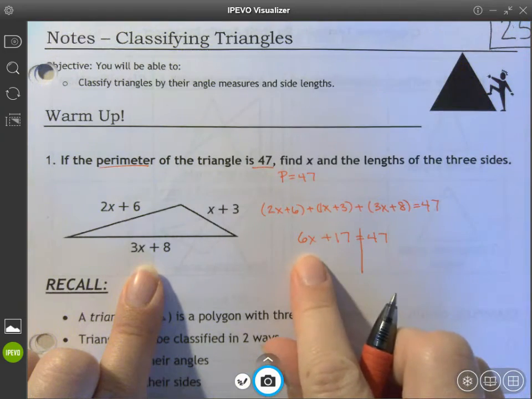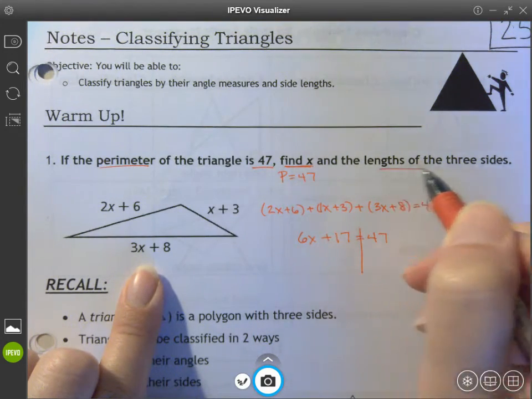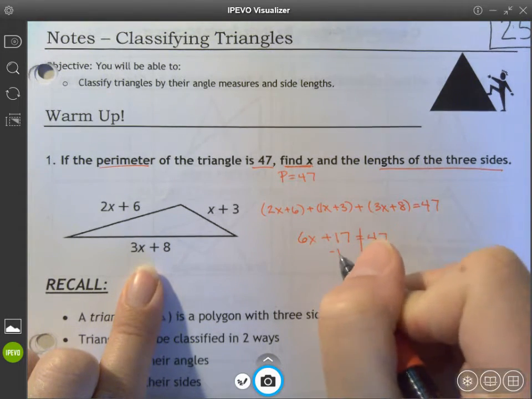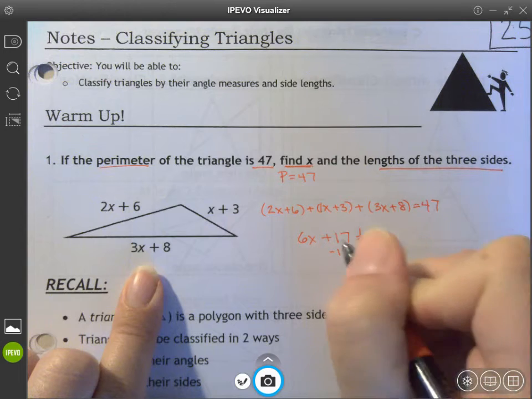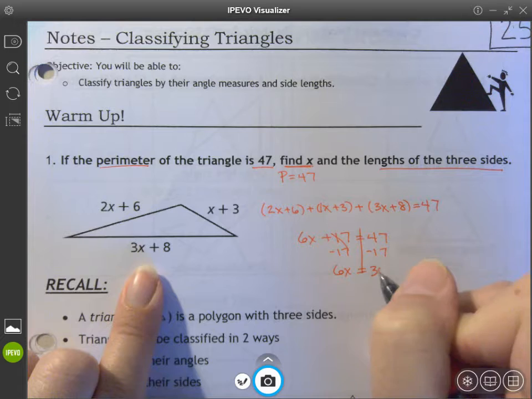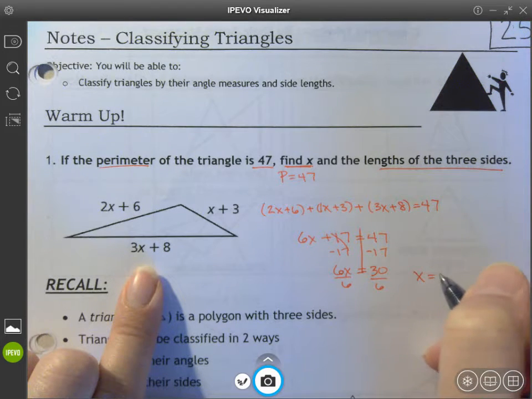Then we're going to solve it. We want to solve for x. Now notice the direction says find x, but it also says find the lengths of all three sides. So there's more than just x. Let's subtract 17, cross the line, change the sign. So I have 6x on the left equals 30. Divide out the 6, x equals 5.